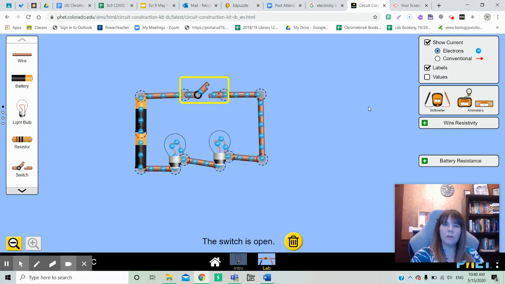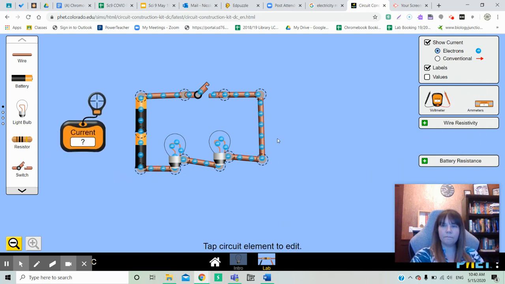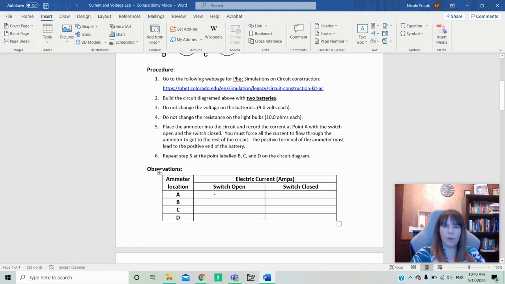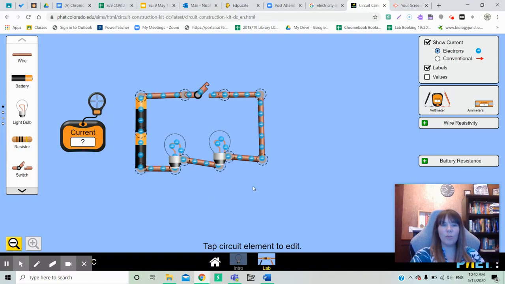We're going to get started. We're going to take out this lovely current meter, or ammeter, right here. And what we're going to do is measure the amps flowing around, so current. In your lab, you have this table. We're going to start here with the switch open. Now, most of you can probably predict, looking at this picture right here, what my results are going to be. There's no movement of electrons, so if I hover over point A, no current is moving. Makes sense?